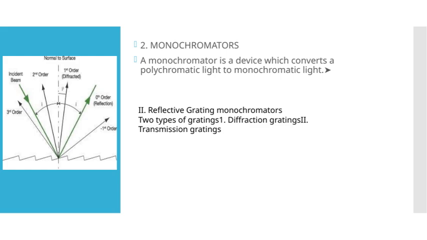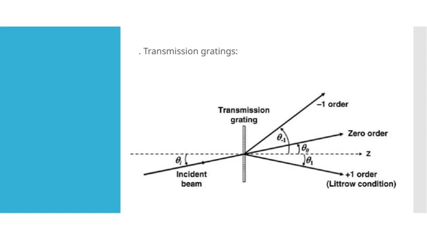Both types are essential in monochromators, which, as you know, are devices that convert polychromatic, or multiple-color light, into monochromatic, or single-color light. This process is crucial in many applications where precise wavelength selection is needed, such as spectroscopy or optical analysis. So, understanding these grating types helps us appreciate how monochromators achieve their high level of spectral purity and accuracy.